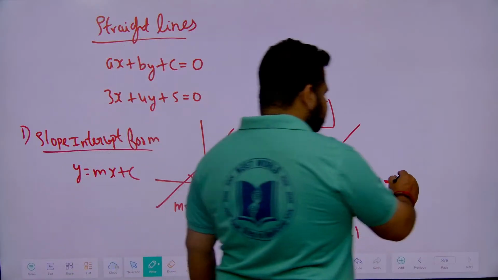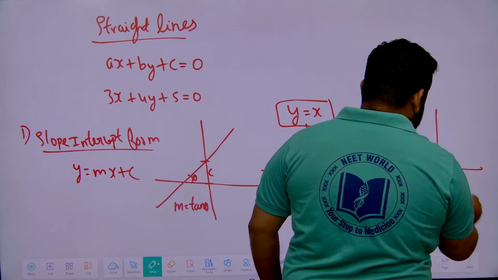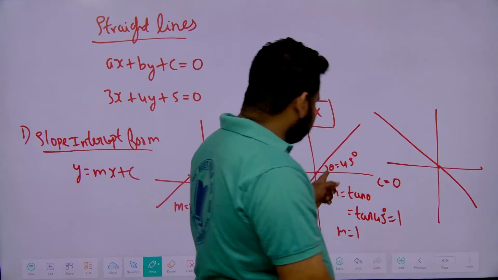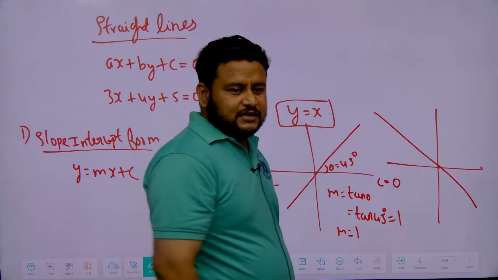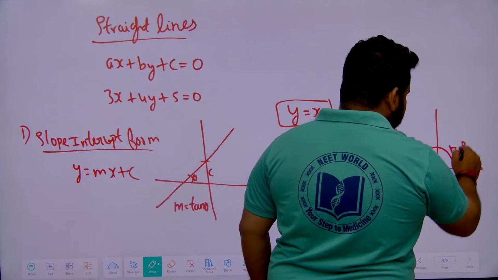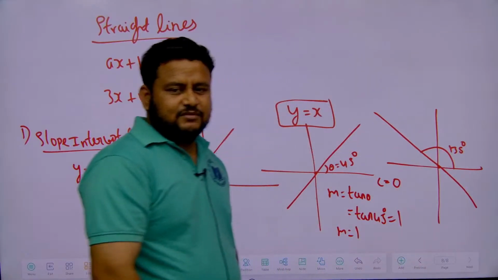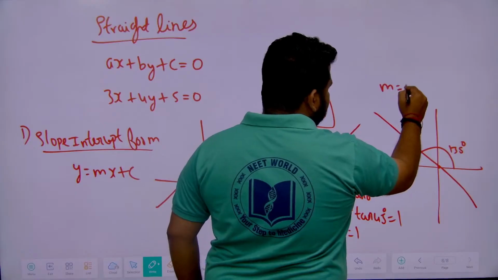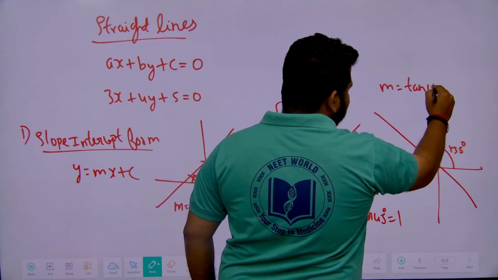If it is passing like this through the origin, what happens? What will be angle theta? Theta will not be 45. Theta will become 135. At this time what will happen for slope? Slope will become equal to what? M is equal to tan 135.